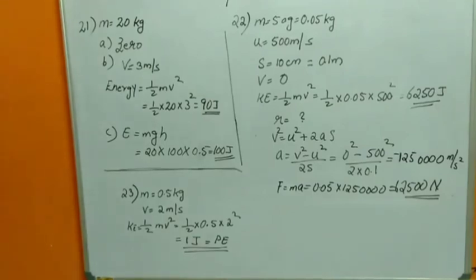Next, the last question from chapter 2b. Question 23. A spring is kept compressed by a small trolley. You can see the diagram in your textbook. A trolley is held with the help of a spring and it is kept compressed. Small trolley of mass 0.5 kg. So the mass of the trolley is given as 0.5 kg, lying on a smooth horizontal surface as shown in the figure.